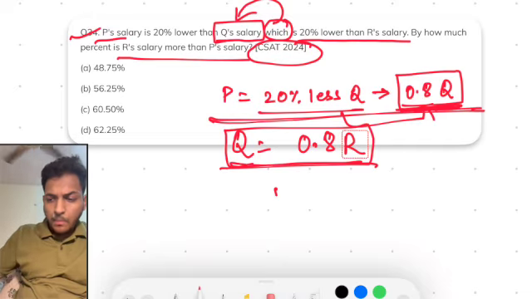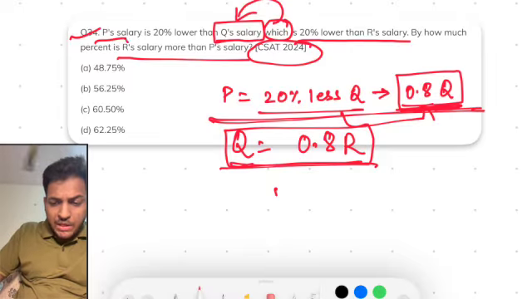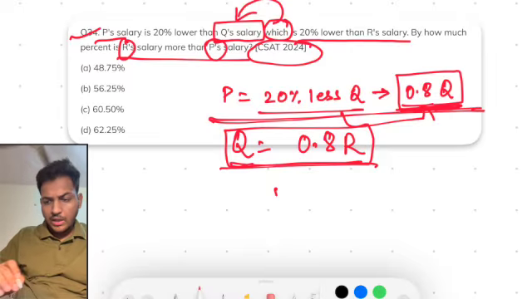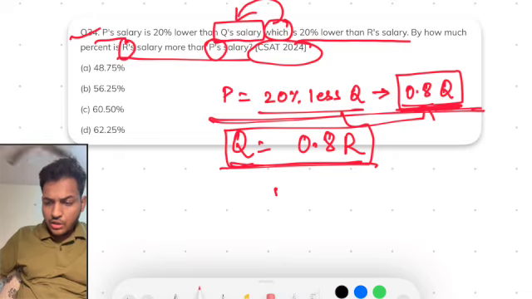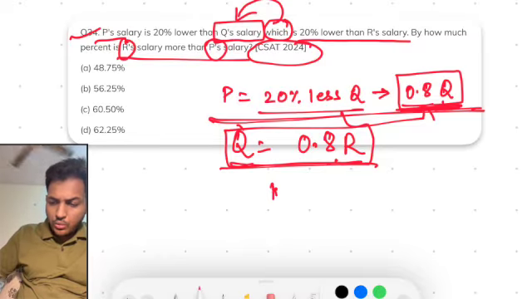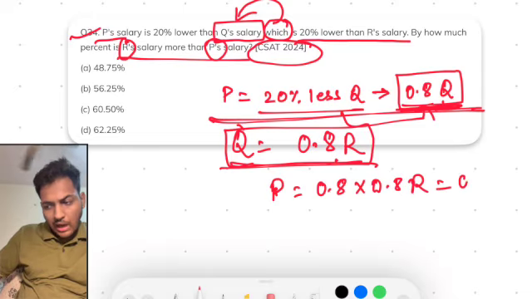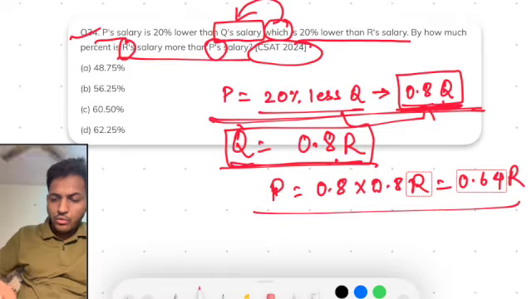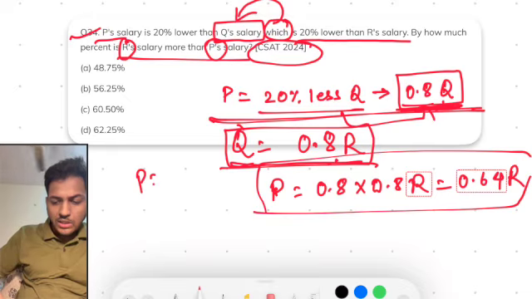Now they are trying to compare R with P. So let us first put here Q is 0.8 R. So that means P is equal to 0.8 into 0.8 R, that is equal to 0.64 R. This thing you have got. Now you have got that P is equal to 0.64 R.